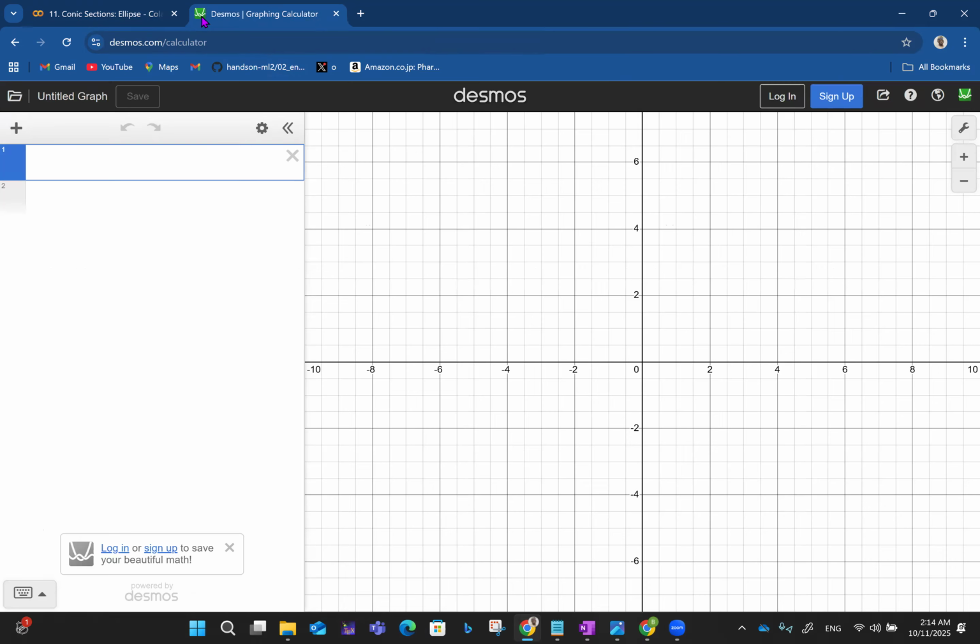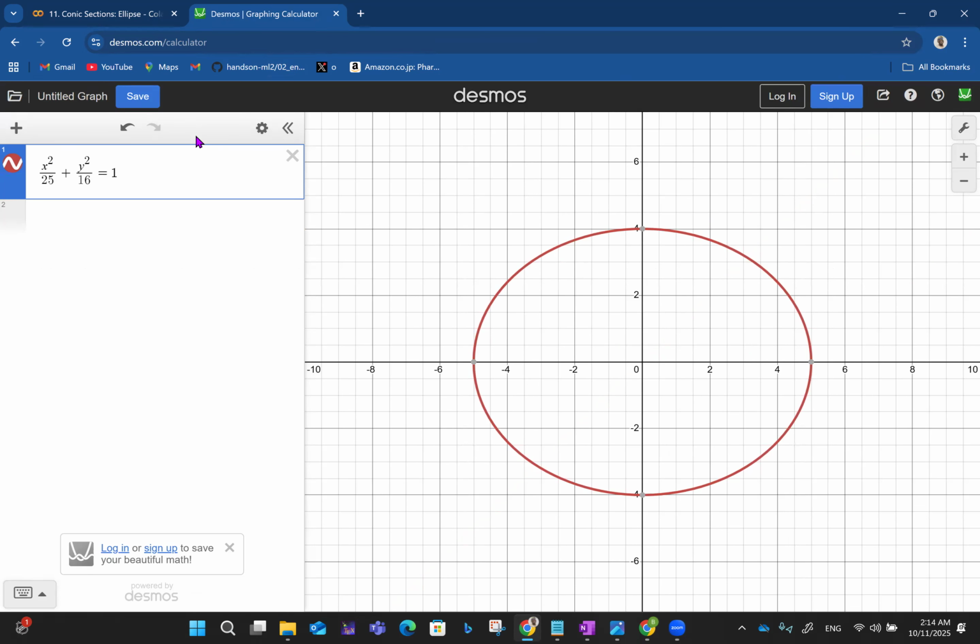We can easily visualize that. So you have x squared over 25 plus y squared over 16 equals 1. So that's the ellipse right there. You can see the center is here, and then we have the foci. So what's that now?